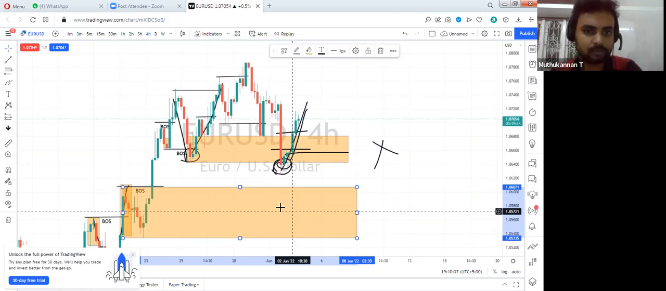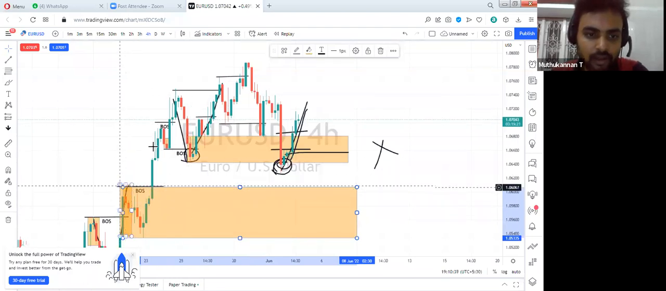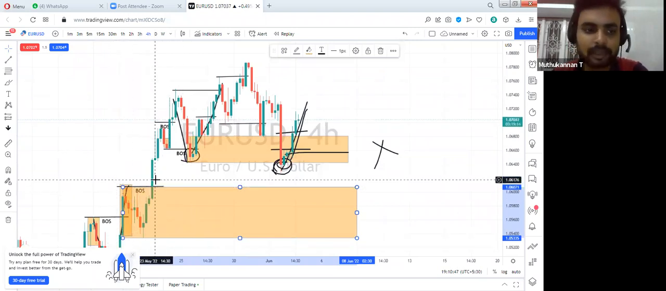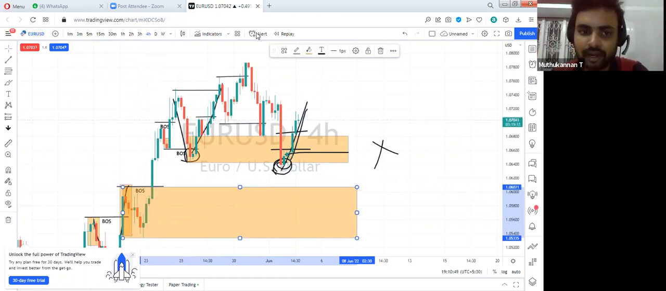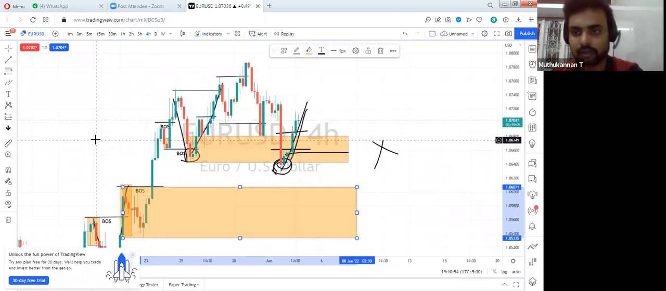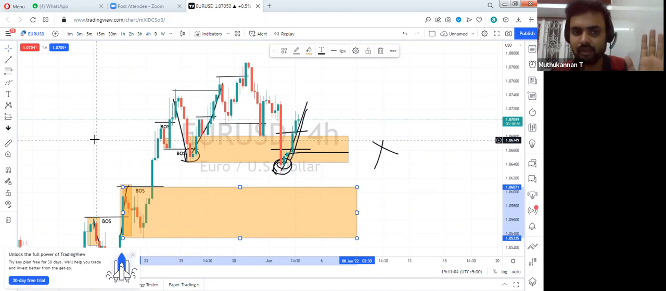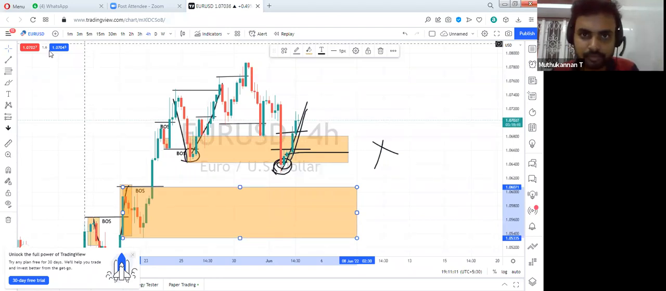Okay, so this is how we'll be marking the zones. We'll be placing the breakup structures. Simple swing points. Just remember the swing points. Swing points are key. Whenever your swing point is broken, suppose this swing high is broken, you'll be buying. If the swing low is broken, you'll be selling. That's it. But we'll be selling or buying from the demand and supply zones, right?